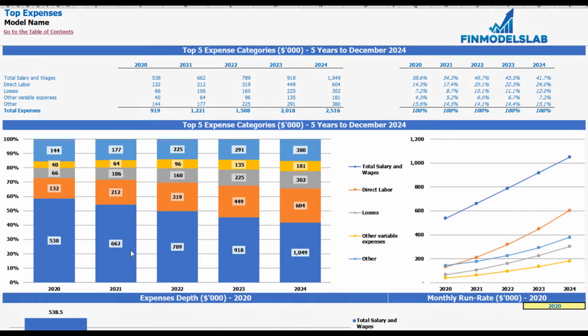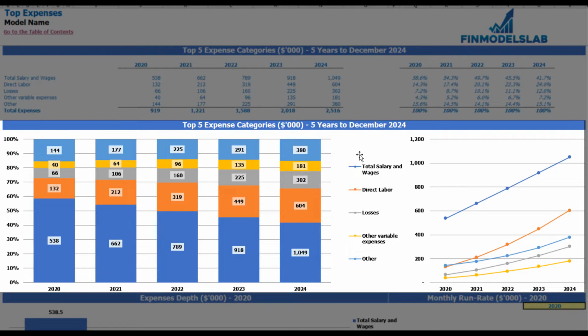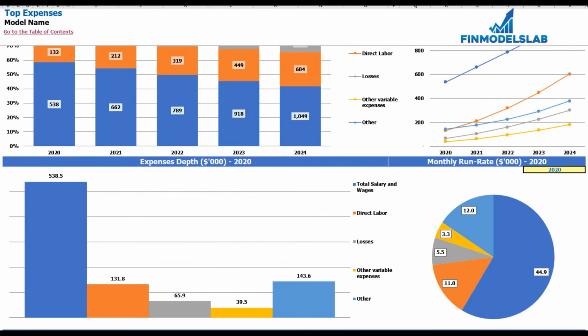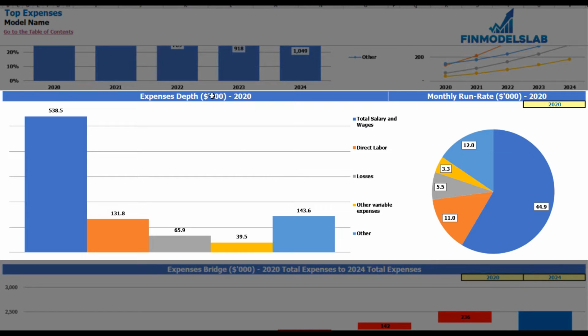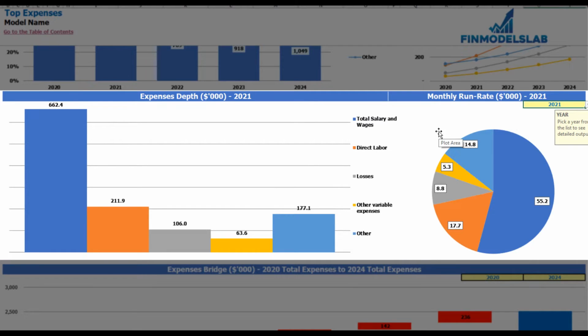The same information you may see on the charts below, where you may find the percentage breakdown and the absolute values breakdown. On the couple of charts below, you may find expenses depth and monthly run rate for the selected year. You are able to change this year, and you may see the absolute values and percentage breakdown on the pie chart.